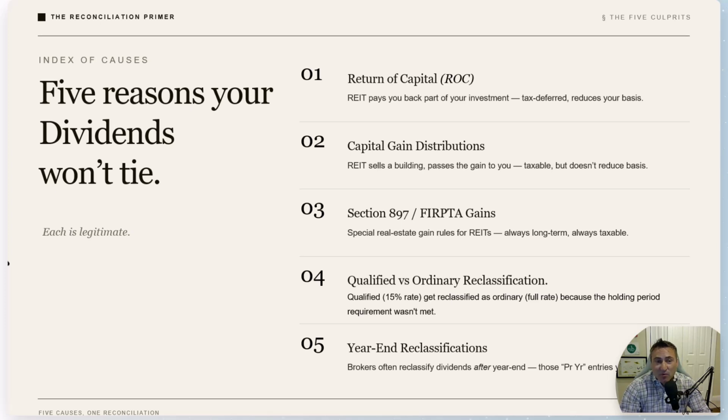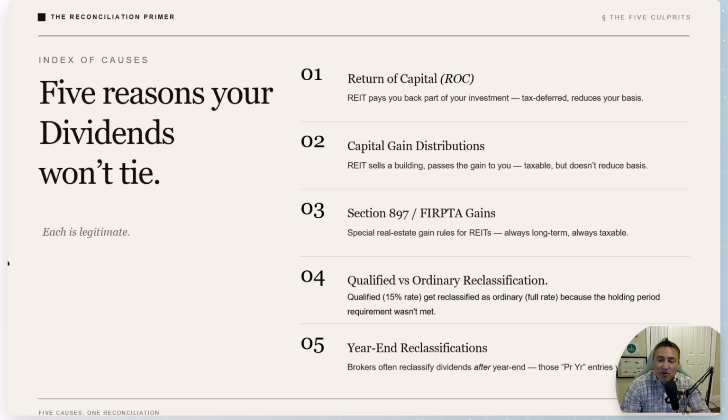Then there's qualified and ordinary reclassification. That's a common one, not just with REITs, but all dividends. And this is kind of a gotcha. Qualified dividends are something that, if you have the proper holding period, which is usually 60 days, but then there are 6 exceptions that can make it 45, and there are other sections to make that. But if there's a holding period difference, then it gets taxed at your full ordinary rate.